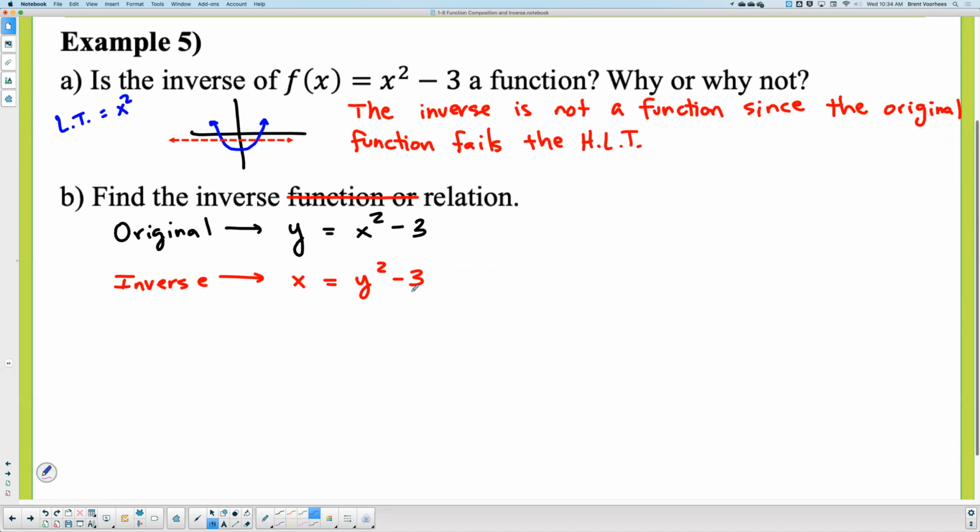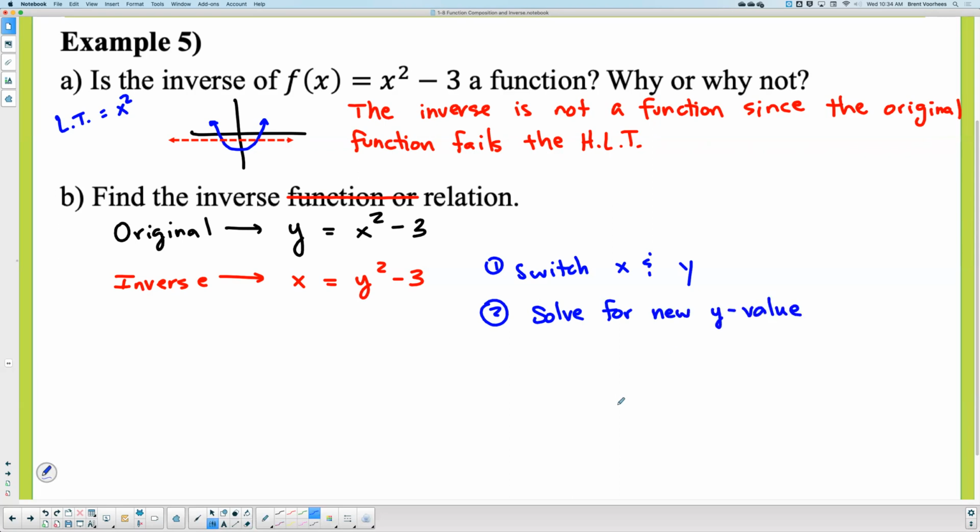Now we solve for our y. So to solve for the inverse, you switch x and y. That's step 1. Let me write that over here. Switch x and y. And what now? Step 2, you solve for the new y. Solve for new y value. So that's what I'm doing now.